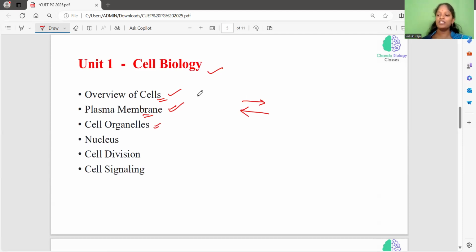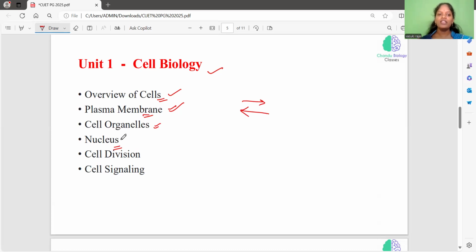We have different cell organelles like endoplasmic reticulum, Golgi complex, ribosome, lysosome, centrosome. These are all the important cell organelles, and you should know what they are doing and how they are communicating, and from the nucleus through which organelles everything is getting sorted. So everything will be dealt with in the cell organelles.